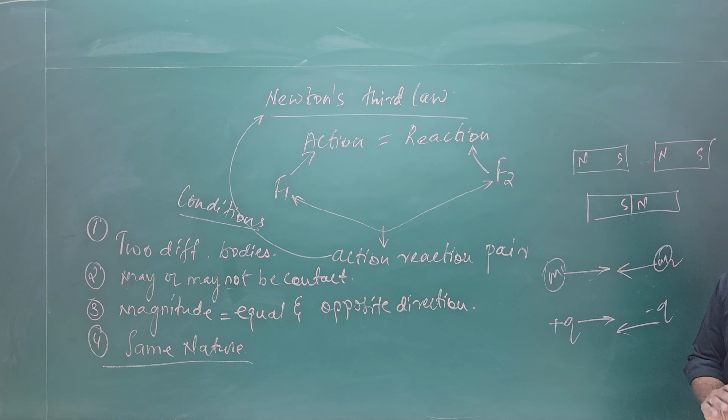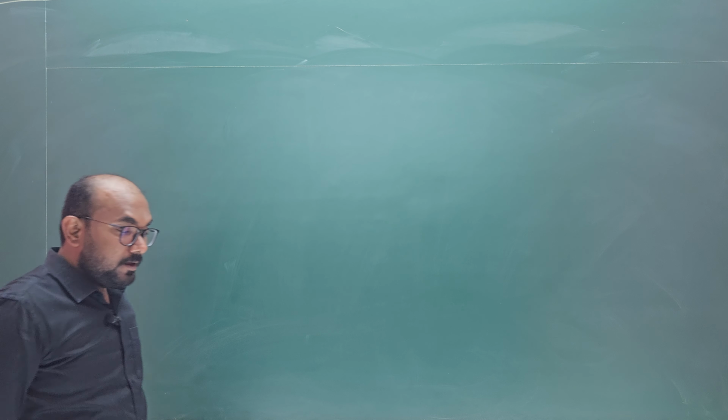Okay, right on. Okay, shall I? So your doubt is whether normal and mg are an action reaction pair or not. Let us try to understand this. Normal and mg are not an action reaction pair. It looks like they are.